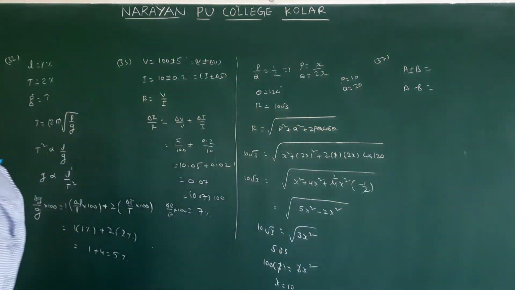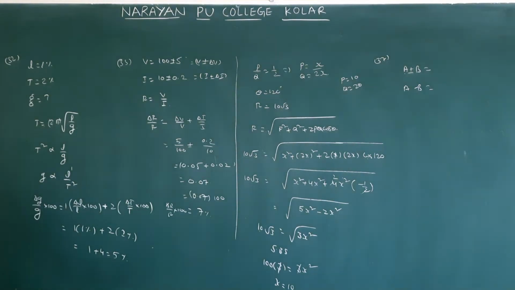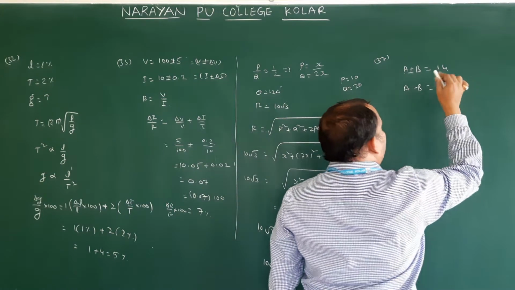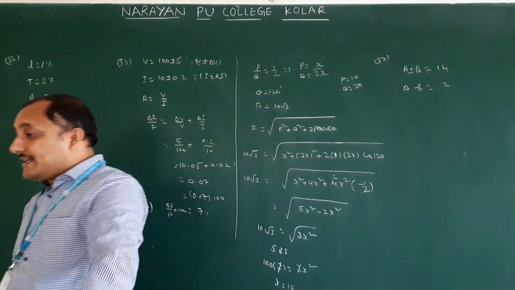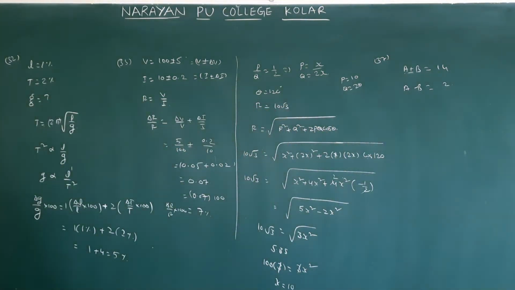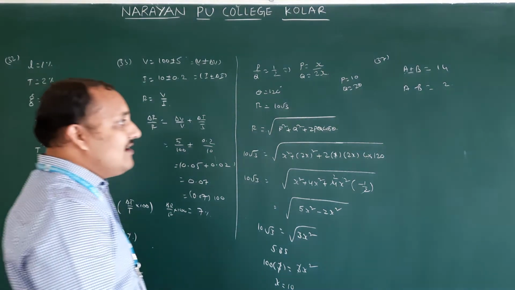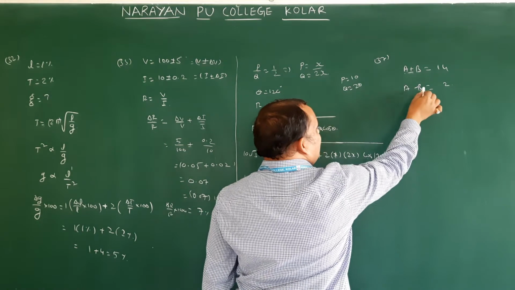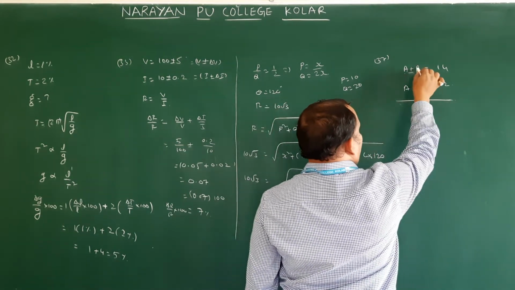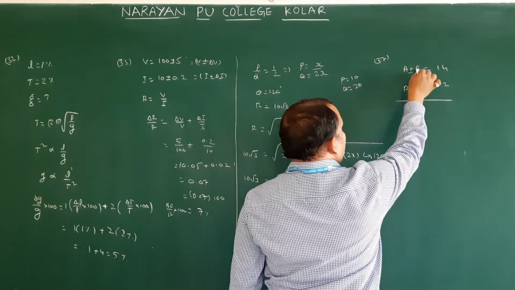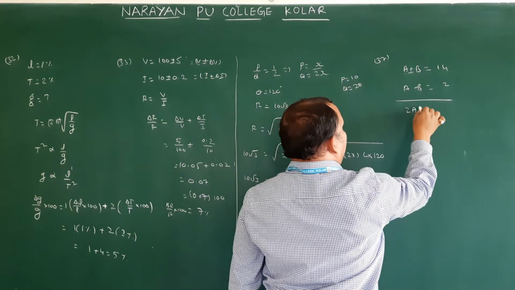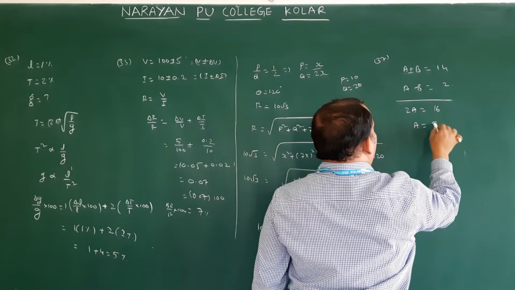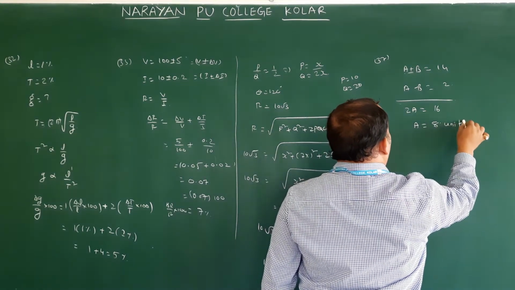Maximum is 14, minimum is 2, and those two vectors are perpendicular to each other. First we have to find what is A value, what is B value. Add these two: minus B plus B will be cancelled, A plus A, 2A, 14 plus 2, 16. Then A value is 8 units.